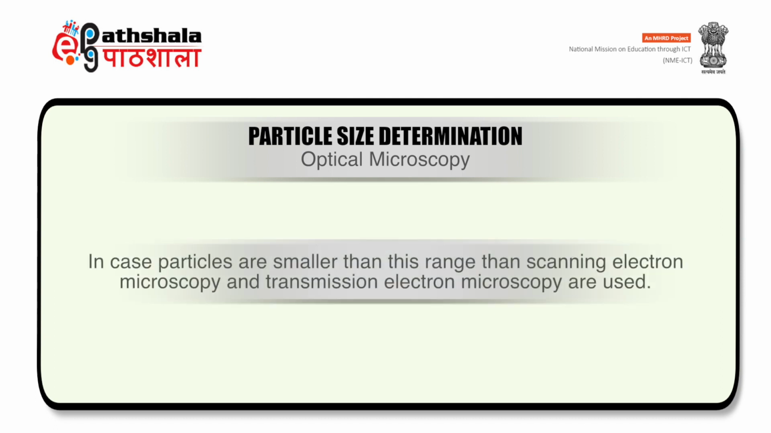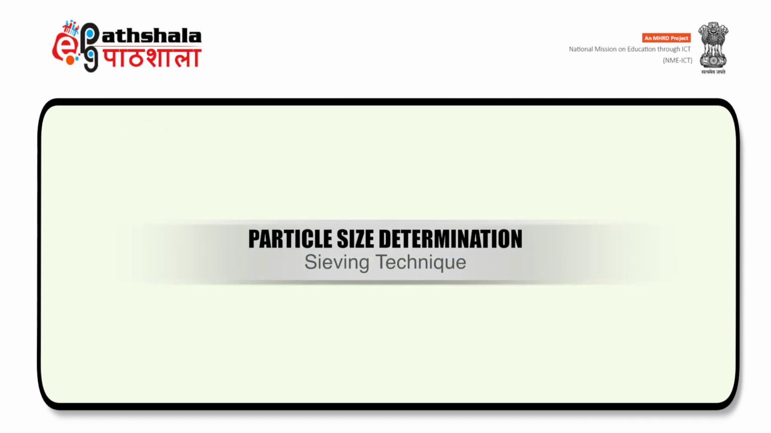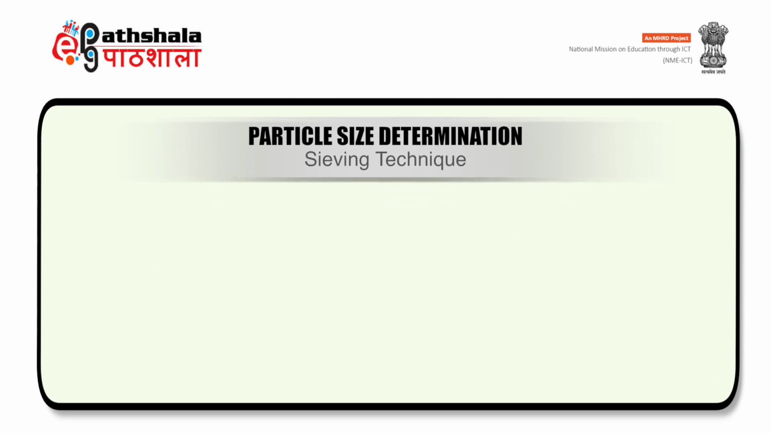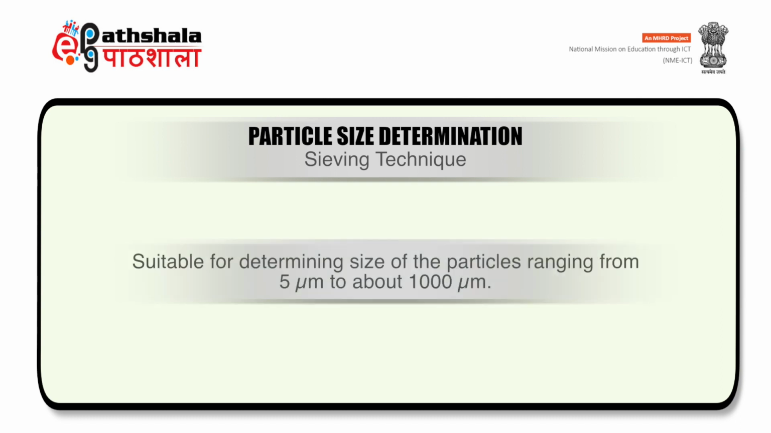In case particles are smaller than this range, then electron microscopy techniques such as scanning electron microscope or transmission electron microscope are used. By the microscopy techniques, projected area diameter, Feret's diameter and Martin's diameter can be determined. Another technique used for determination of particle size and size distribution is sieving. This method is based on determining weight of particles retained on the sieves arranged in increasing sieve number. This method is suitable for determining size of the particles ranging from 5 microns to about 1000 microns.